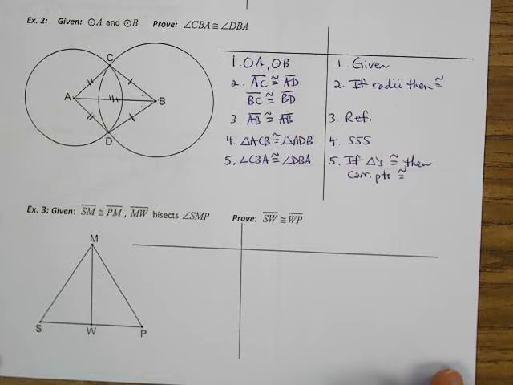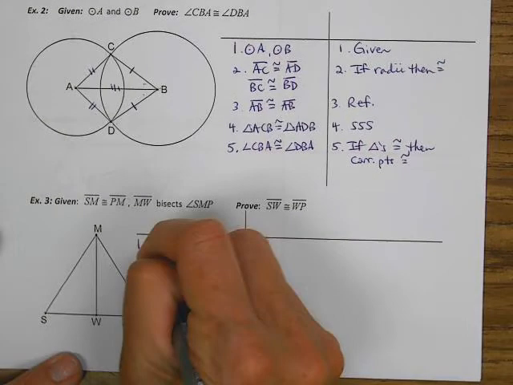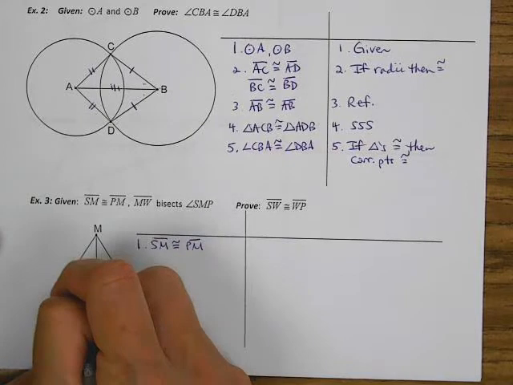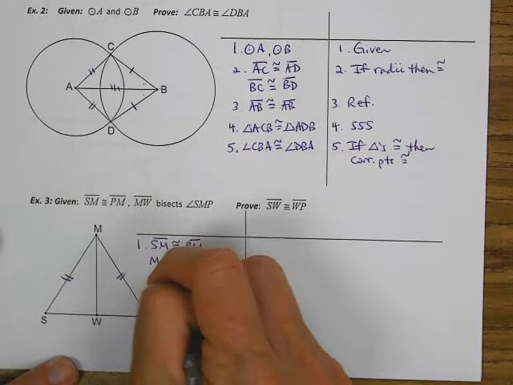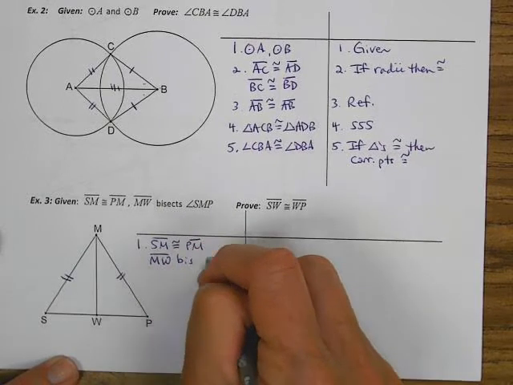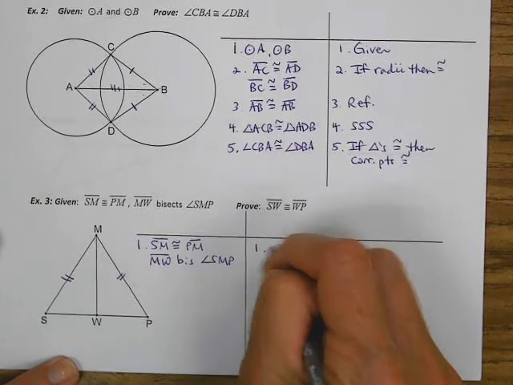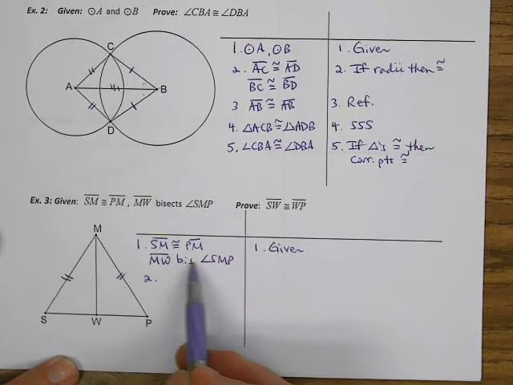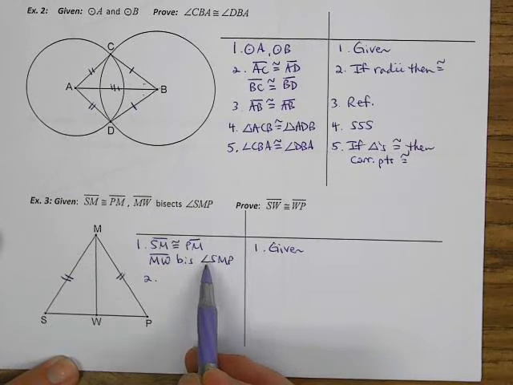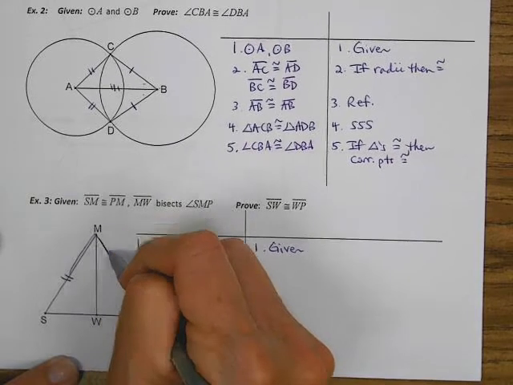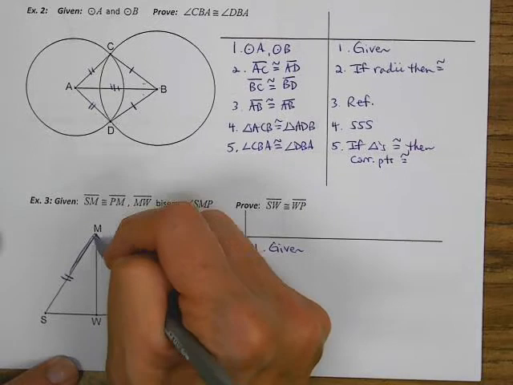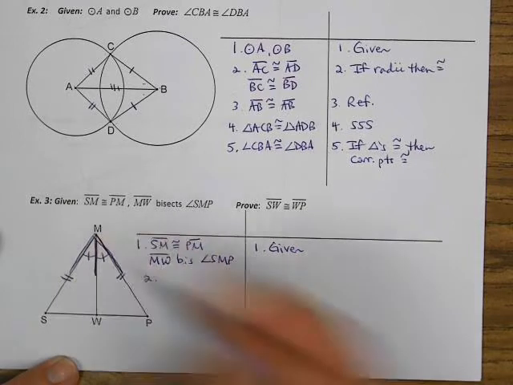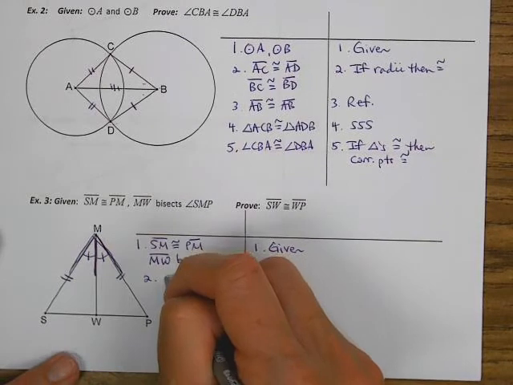All right, example three. I'm given SM congruent to PM. I'm going to mark that on my diagram. And I'm given MW bisects angle SMP. Okay, I know about bisecting an angle. Bisecting an angle gives me two congruent angles. So let's find that. SMP is this angle right here, and it got bisected by MW. So I can see that these are my two congruent angles. I'm going to mark them, and then I'm going to say that in my proof.